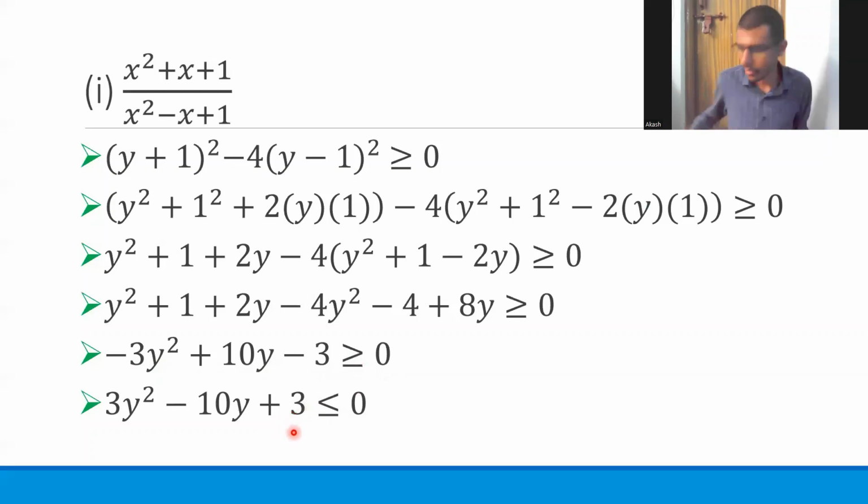Now after getting this, there are two ways you could solve it. One is if you are familiar with the factorization method, well and good, go ahead. But in case you feel factorization is a bit difficult, I have a nice solution for you. What you need to do is first find the roots of this quadratic equation.